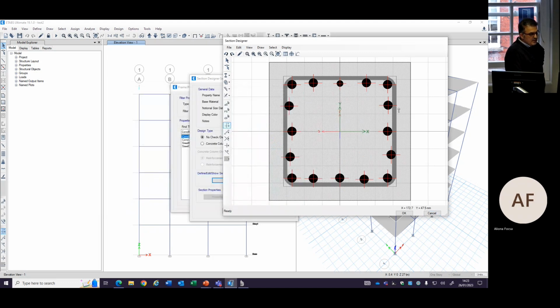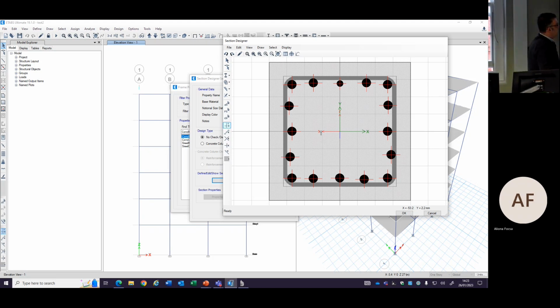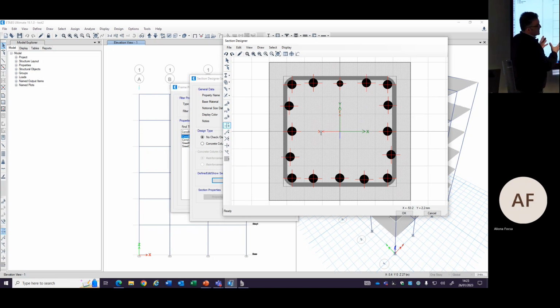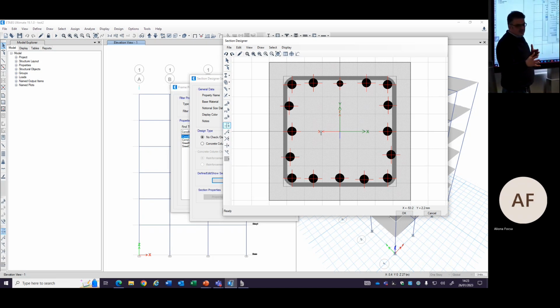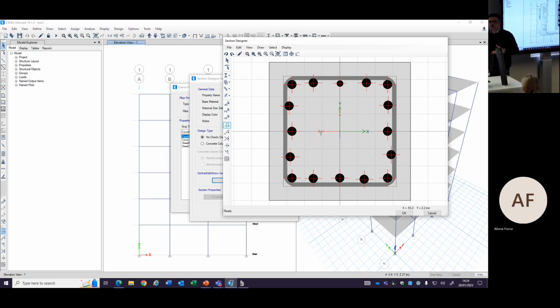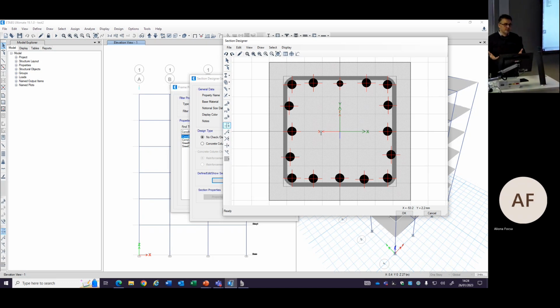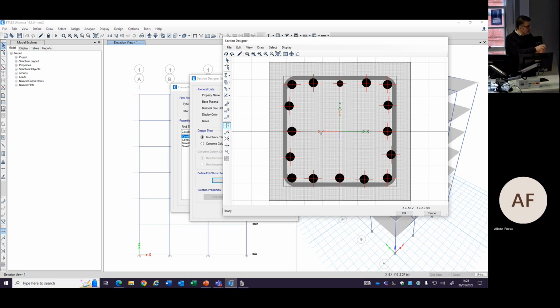So if you are in an iteration process, you can use the section designer and see what your demand to capacity ratio is. If it's like 0.2, you have too much reinforcement, so decrease it, eliminate some of it. You don't need it. If the demand to capacity ratio is 1.2, it's more than 1, so you need to add some more reinforcement, right?